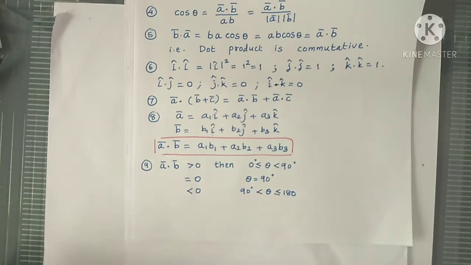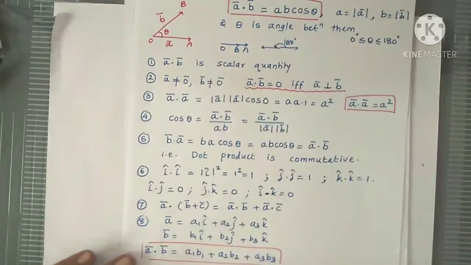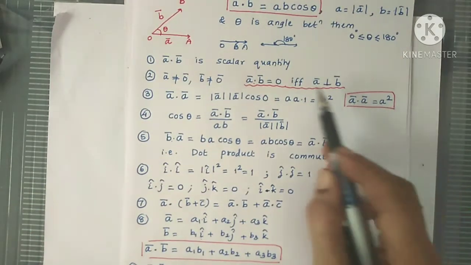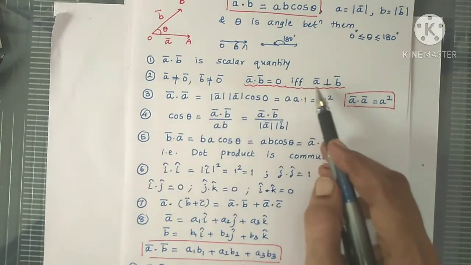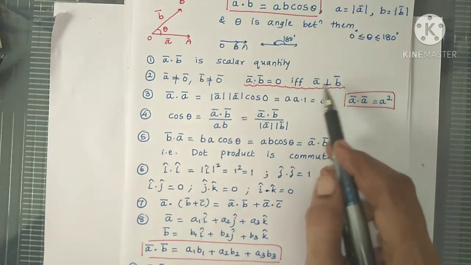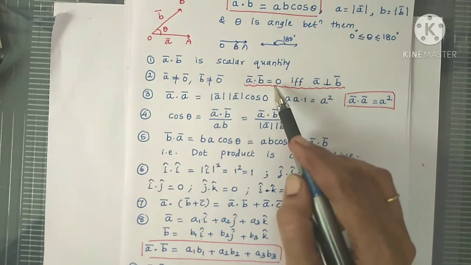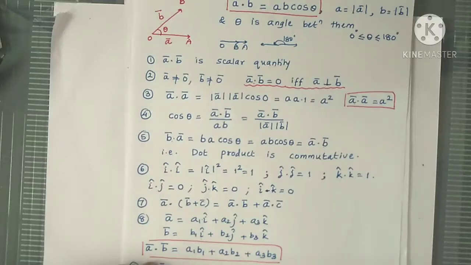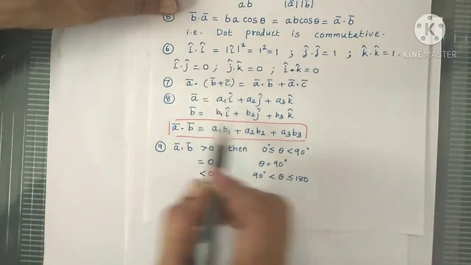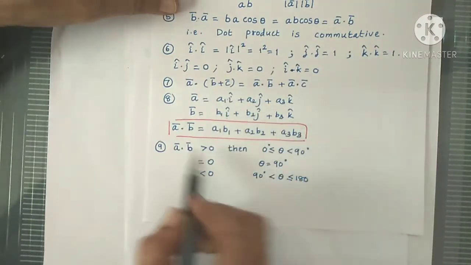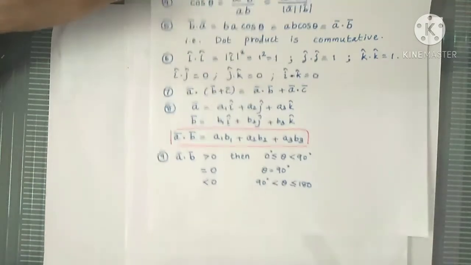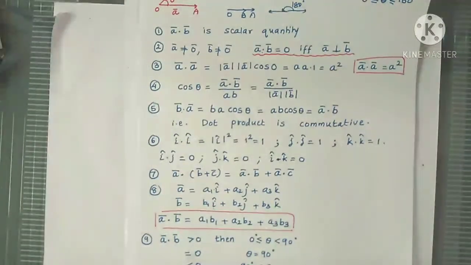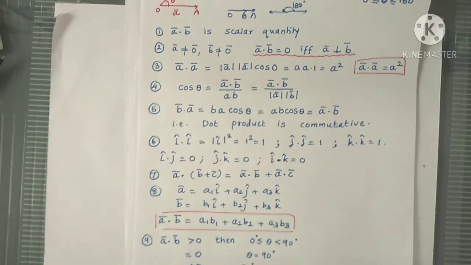Okay. So the most important results are a bar dot a bar is a square, and this one is the most important whenever we have to prove that two vectors are perpendicular. So generally we will be using this, that their dot product is 0, and the component wise dot product. That means if a bar and b bar are given in terms of i, j, k, then their dot product is a1 b1 plus a2 b2 plus a3 b3. Okay, using this let's solve some questions.